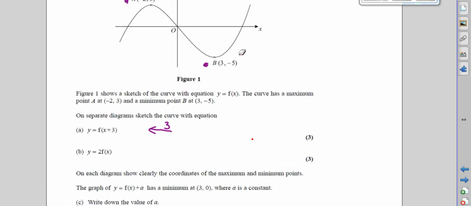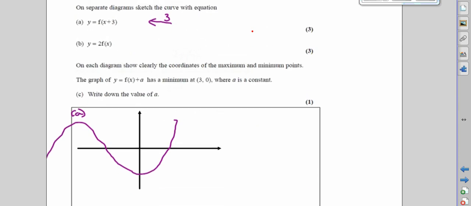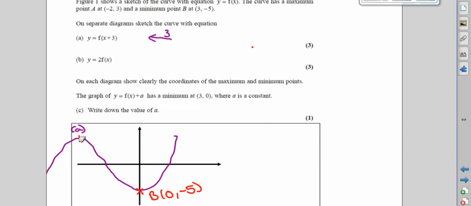And as you can see, point B, which is the minimum here, because we've moved minus 3 in the x direction, now lies on the y-axis. So this is my point B, and it now lies on 0, minus 5. And my point A, which was on minus 2, 3, well, my x value minus 2 is going to be decreased by 3, so that's going to be on minus 5, 3. So that's part A done.